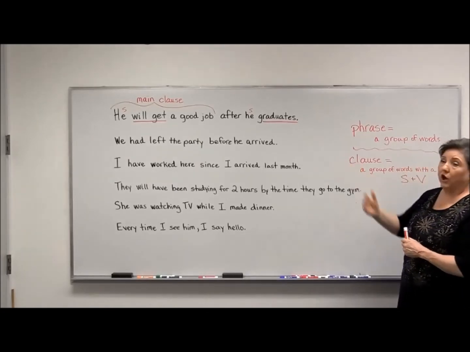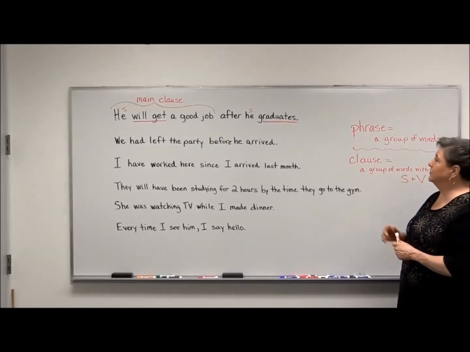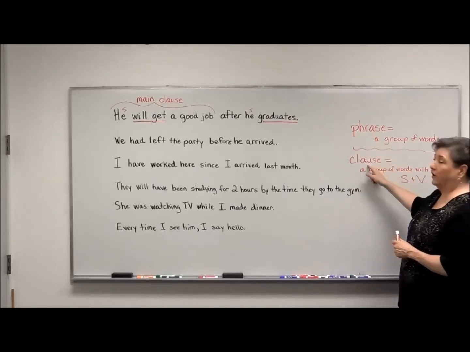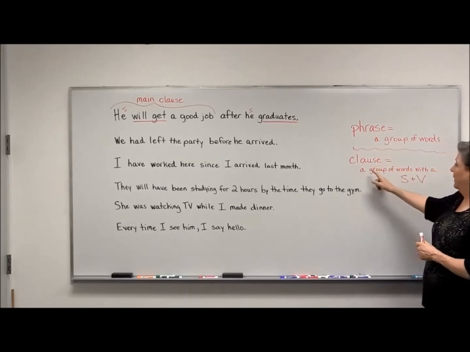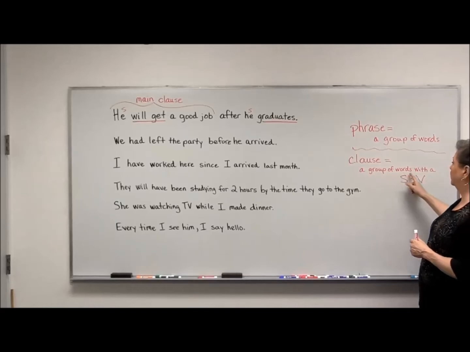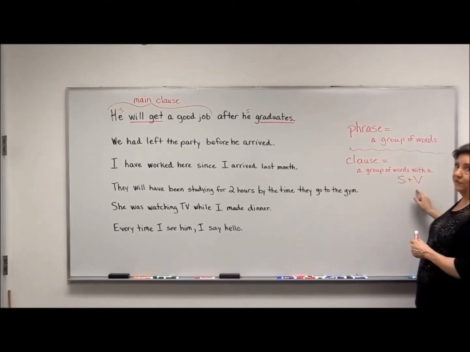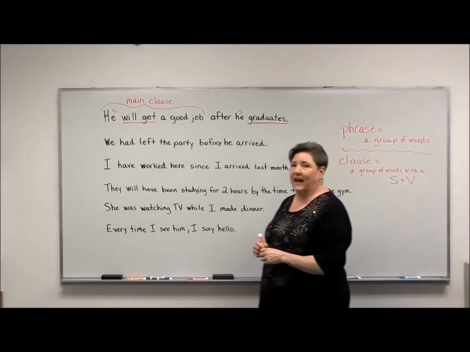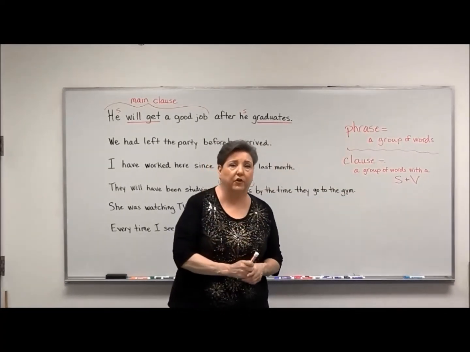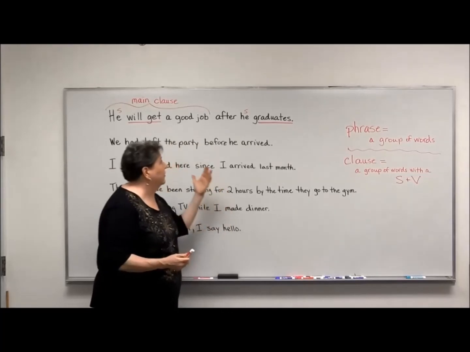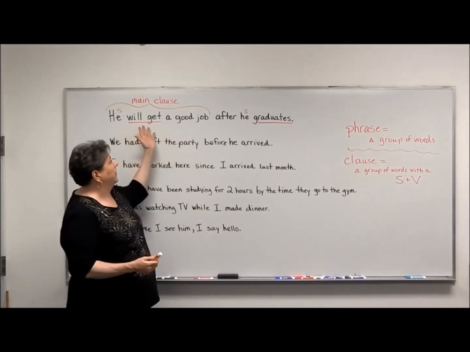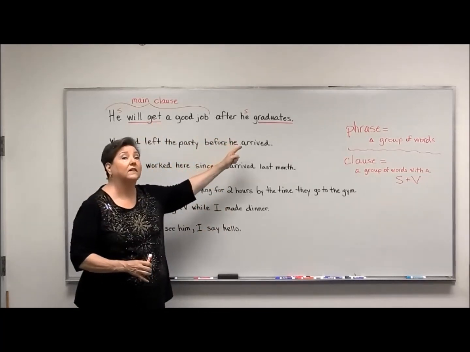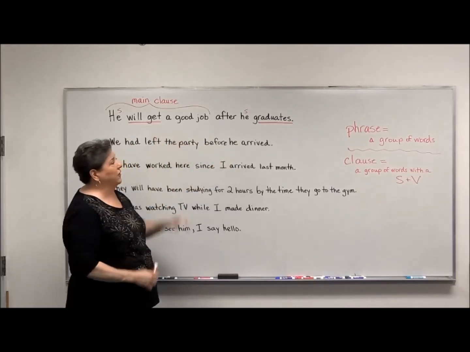So I use the word clause now. What's the difference between a phrase and a clause? Here it is. A clause is a group of words with a subject and a verb. That's the difference. A clause has its own subject and verb. So now we have a subject and verb over here, but we have another one over here. This one we call the main clause.